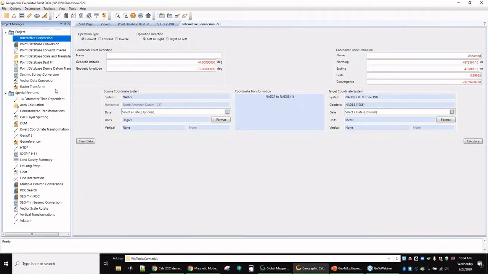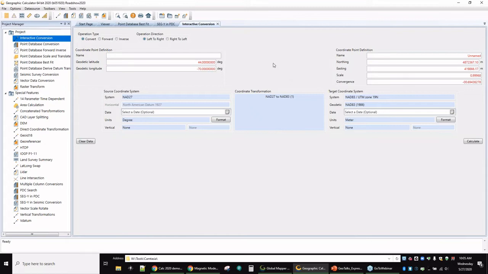But don't be intimidated by this list. There's a lot of reuse of the stuff in the special features for particular cases. There are a lot of very nuanced things that we do here in the calculator. So we're going to start with the interactive conversions panel. This is really the main workhorse of the application.